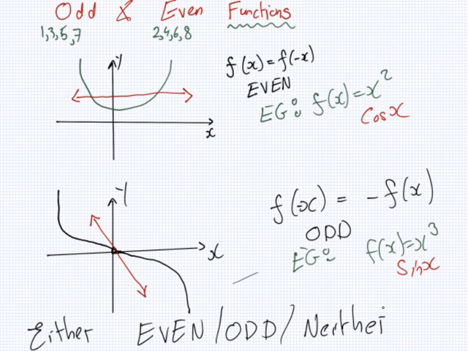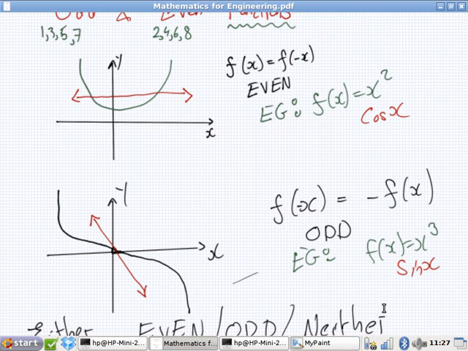Root x? Nope, neither. Root x has no values in the negative. So neither. x squared plus 1? Even. How do you know? I'm just guessing. Well, this is the thing. How can we know? So let's have a look at the worksheet and pick out an example of how we can know.